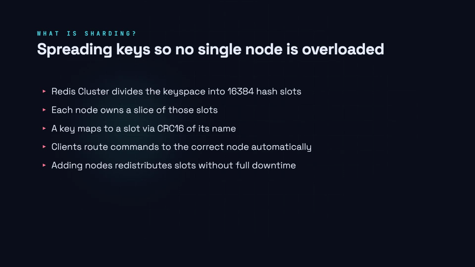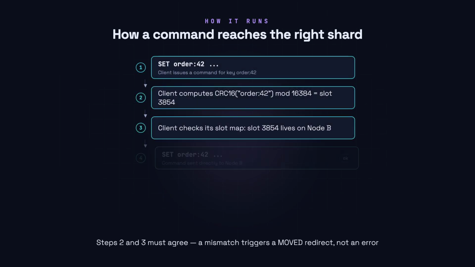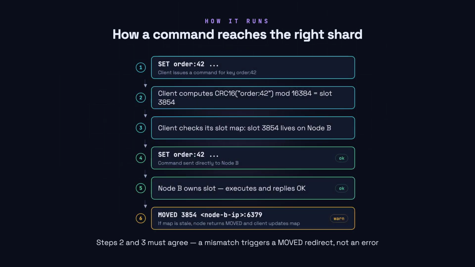Each node owns a range of slots, and your client uses a CRC16 hash of the key name to know exactly which node to talk to. The client hashes the key locally, consults its cached slot map, and sends the command straight to the owning node.